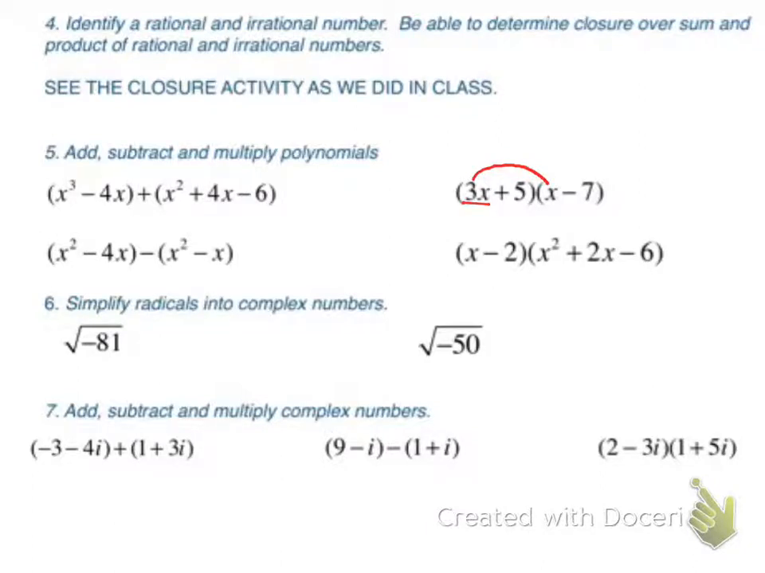So 3x times x, remember x times x is going to be x squared. So this is going to be 3x squared. Then we take the 3x and multiply it to that negative 7, right? This negative stays with that 7. 3 times negative 7 is negative 21x.